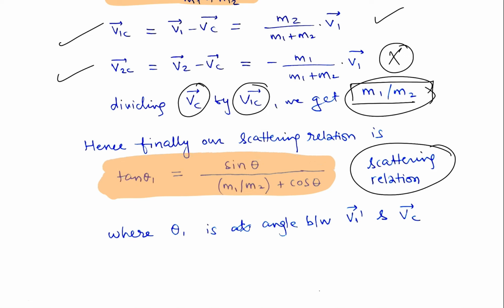can take us from the lab system to center of mass system or center of mass system to lab system. Okay, and we only need the masses of the system, nothing else. And theta 1 is nothing but the angle between V1 prime and Vc. We already know it.